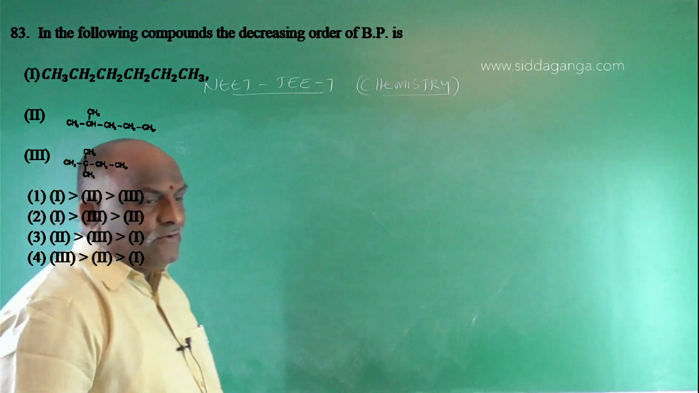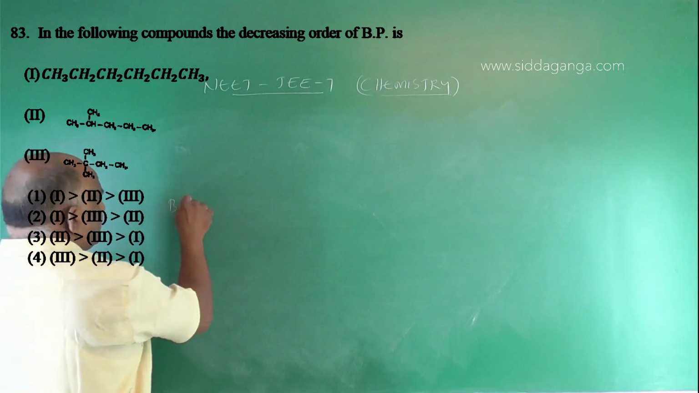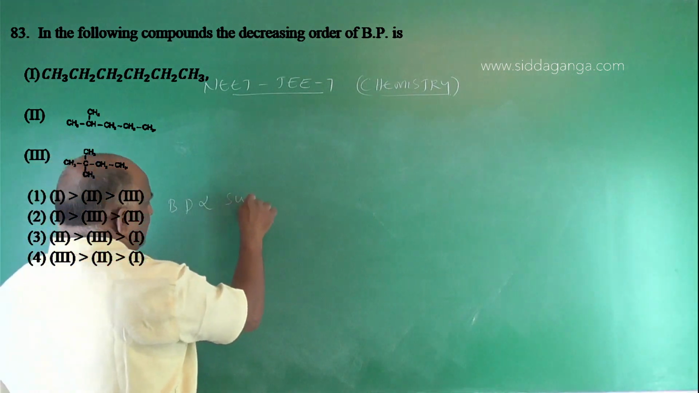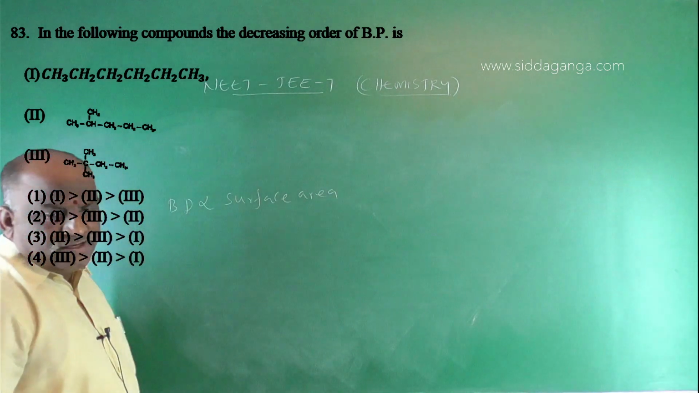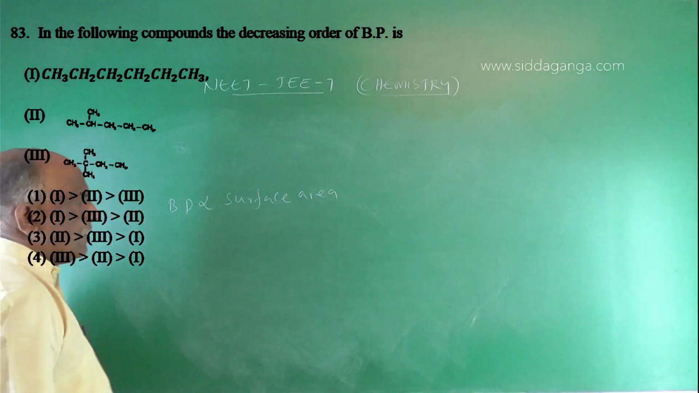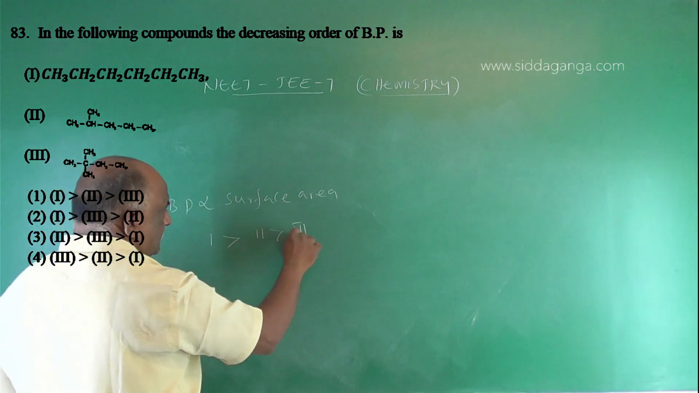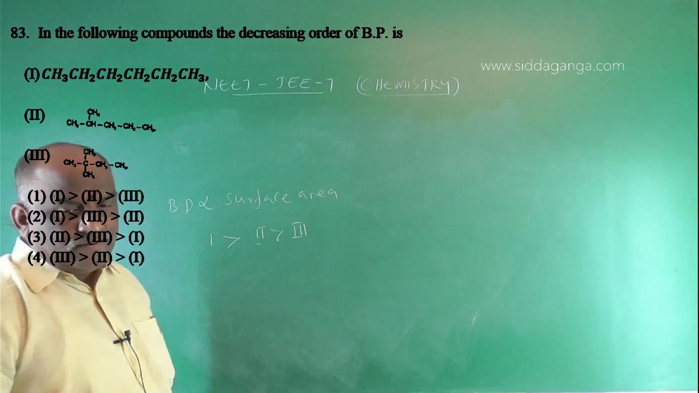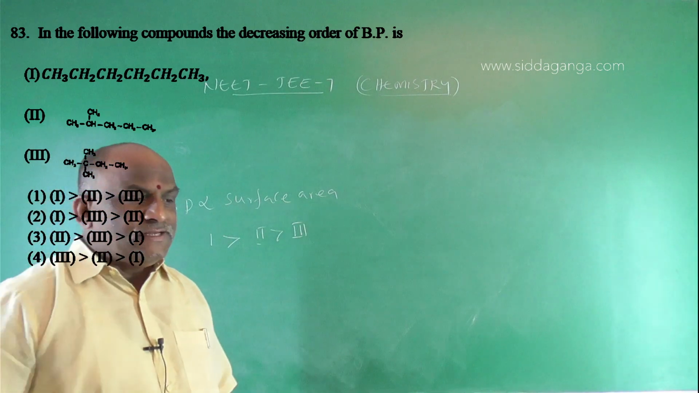Now, in which of the following compounds is the decreasing order of boiling point given? Remember, my dear students, boiling point is directly proportional to surface area. More surface area, boiling point is more. Less surface area, boiling point is less. So option 1 greater than option 2 greater than option 3. See this. Option 1 is open chain. Option 2 is a single branch chain.